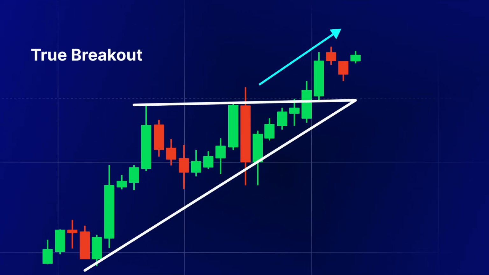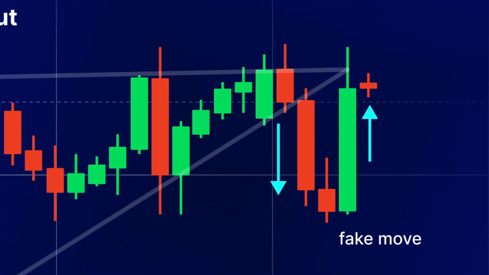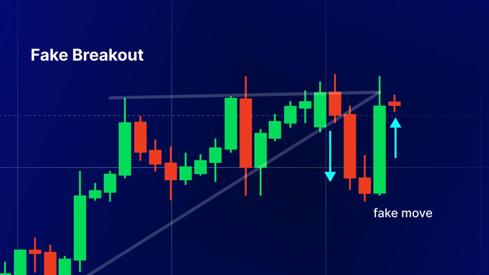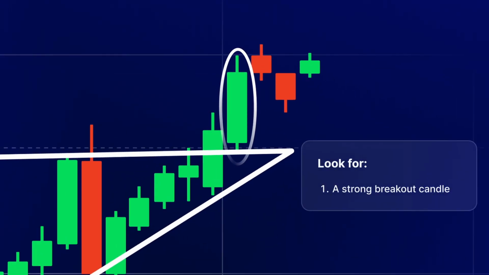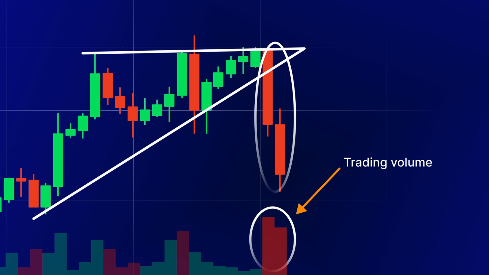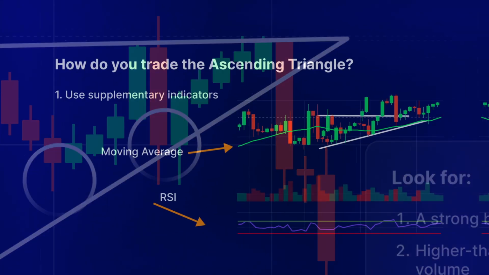But here's the catch. Not all breakouts are created equal. Sometimes price fakes a move and drops instead. That's why we need confirmation before jumping in. Look for a strong breakout candle, higher than usual trading volume, and at least 2 higher lows to validate the structure. That's how you know it's the real deal.